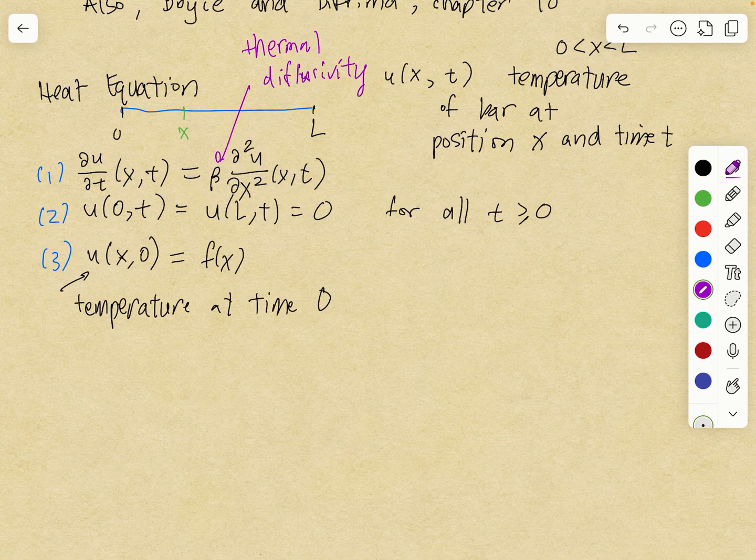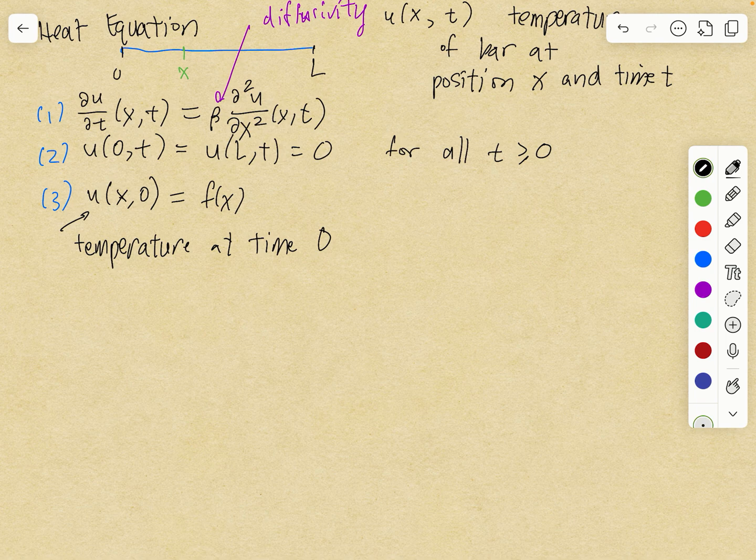It turns out that this thermal diffusivity depends on the material. For silver, it turns out to be 1.71 centimeter squared per second. I'm not a physics person. The point is that it's some number, and the number depends on the material. You don't need to know any of that for this class. You just need to know that there is some constant that's like 1 or 0.6 or whatever. It doesn't actually matter.